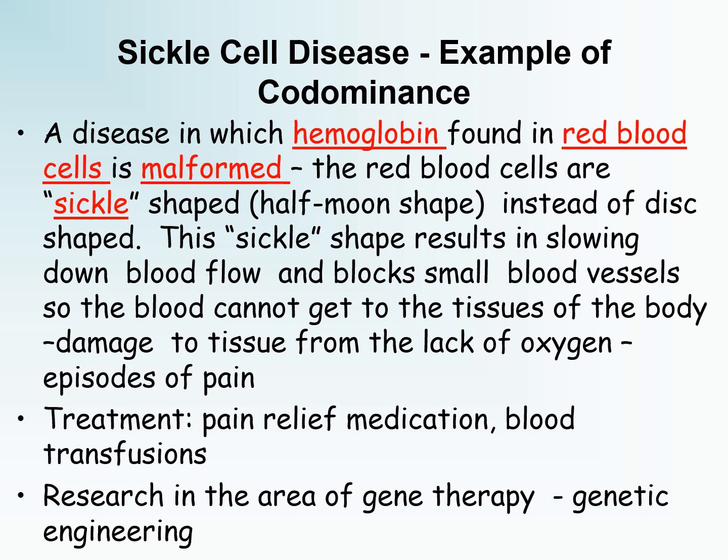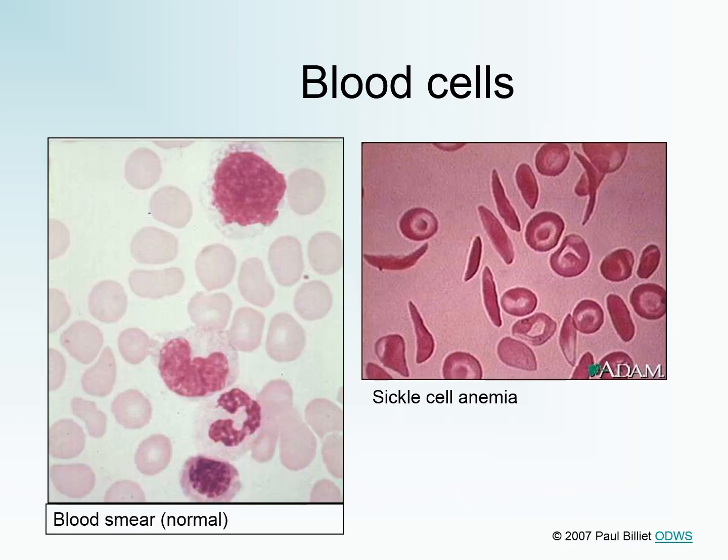Right now, there's lots of research going on in the area of gene therapy. Again, that would be classified as genetic engineering, to see if they can replace that faulty gene that causes this particular disorder. So if we look at red blood cells, this is what they normally should look like. They should be nice and circular. And over here is an example of somebody who has sickle cell anemia or sickle cell disease.